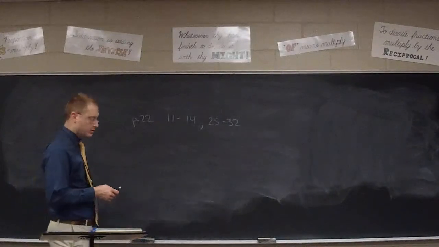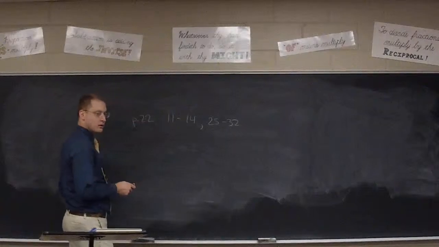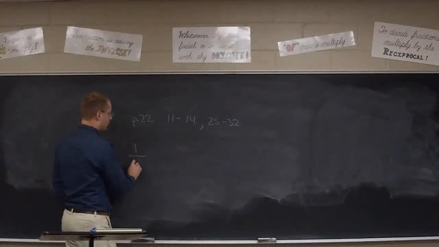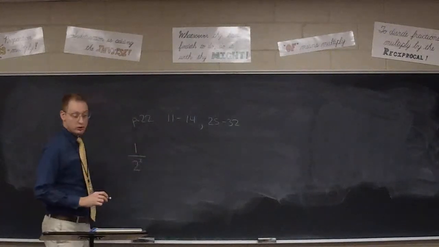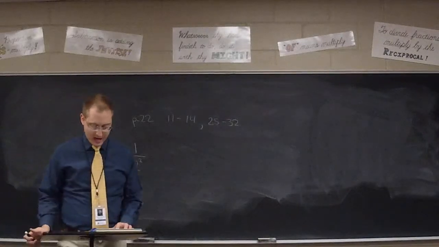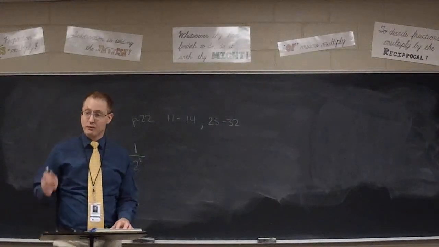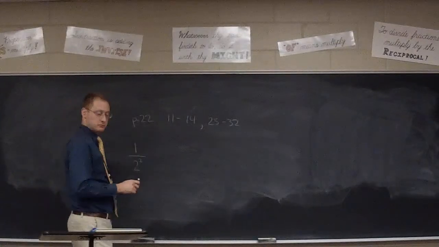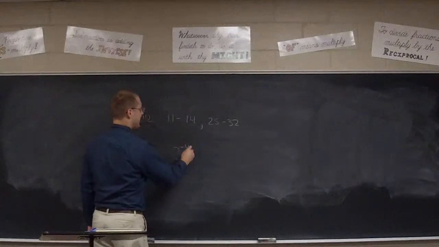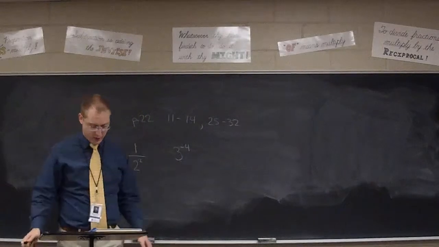How would we write 2 to the negative second using positive exponents, Lana? 1 over 2 to the second. Good. 1 over 2 to the second, or 1 over 2 squared. How would we rewrite that expression, 1 over 3 to the fourth, using negative exponents? 3 to the negative fourth power. Good.